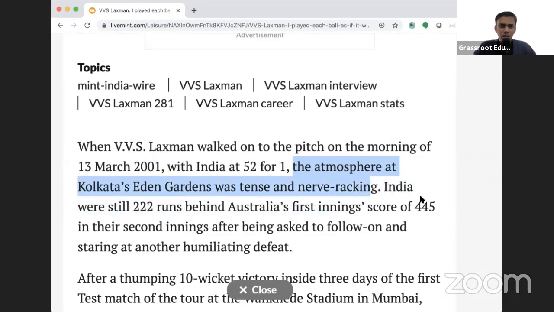Now, this particular newspaper, Livemint, is very good. It has very good words, but very rarely we see some mistakes. So this is actually nerve-wracking with a W. Okay, the right spelling is nerve-wracking. It comes with a W. Okay, what do you mean by nerve-wracking? Nerve-wracking. What do you mean?